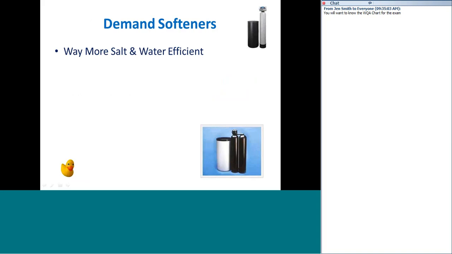The demand softeners tend to be way more salt and water efficient than the timered systems. Some of them actually have resin sensors in them, where they'll put a wire down in it that measures the conductivity or measures what the capacity of the resin is. And some of them will actually have a modem on that dials into the main office and tells them if you need service.